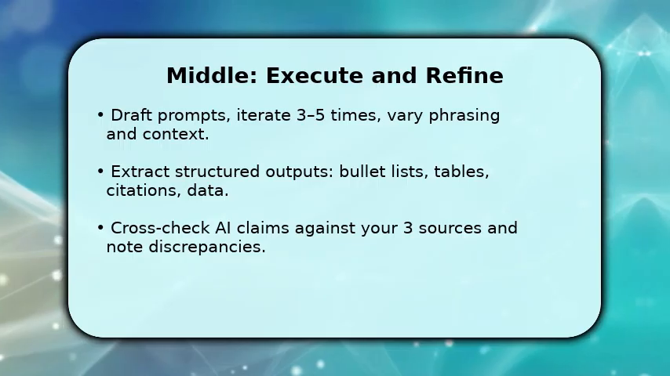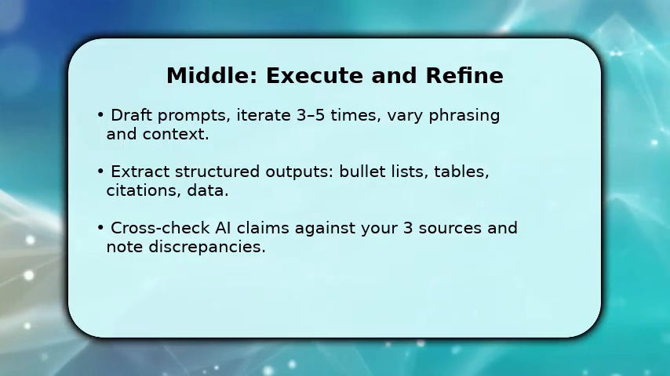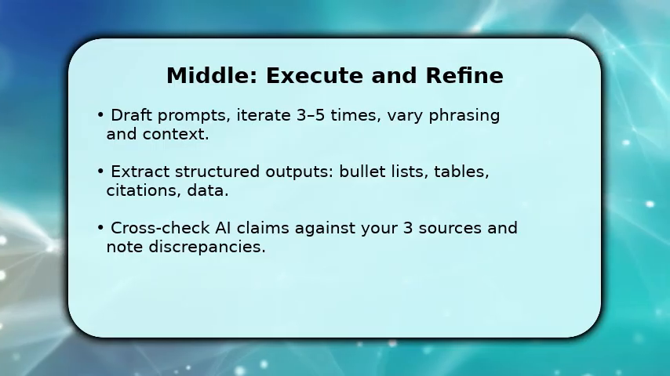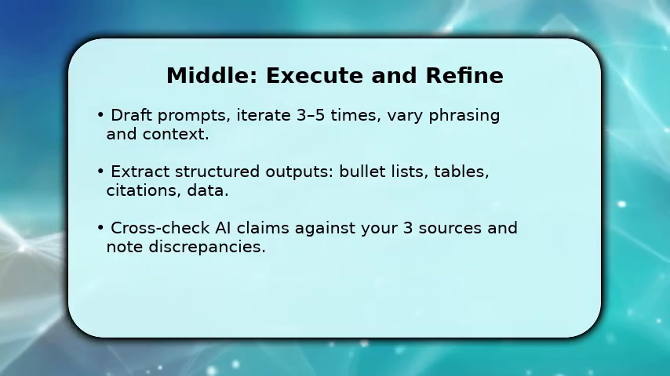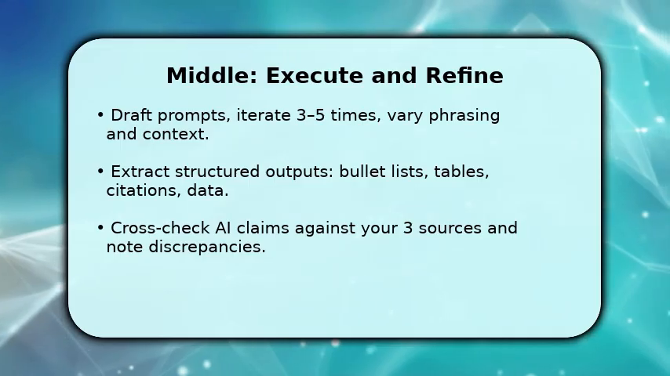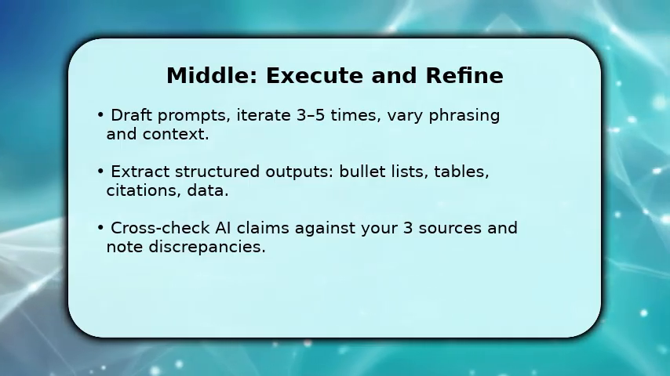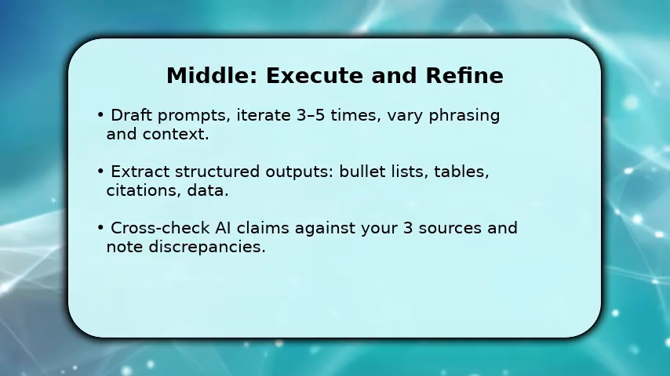Once you have results, extract structured outputs like tables and concise bullet summaries so synthesis is faster. Make sure to annotate each claim with source checks. Where AI contradicts your references, flag and requery with clarifying context.